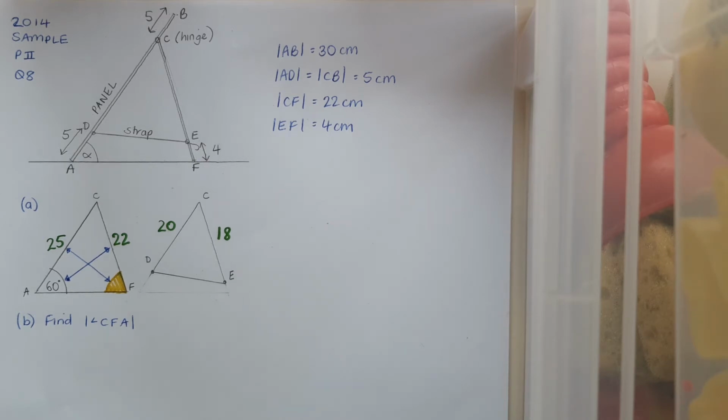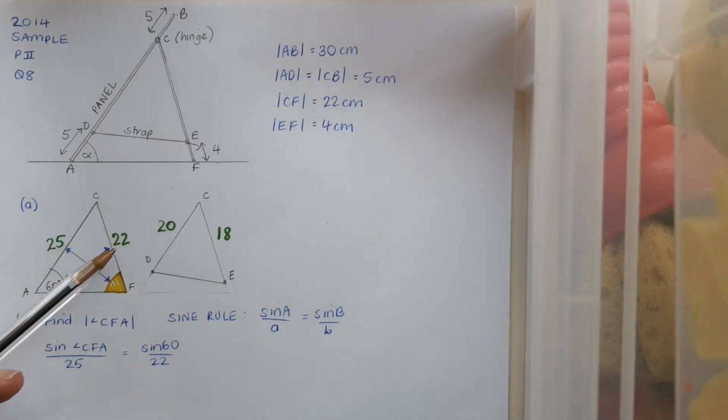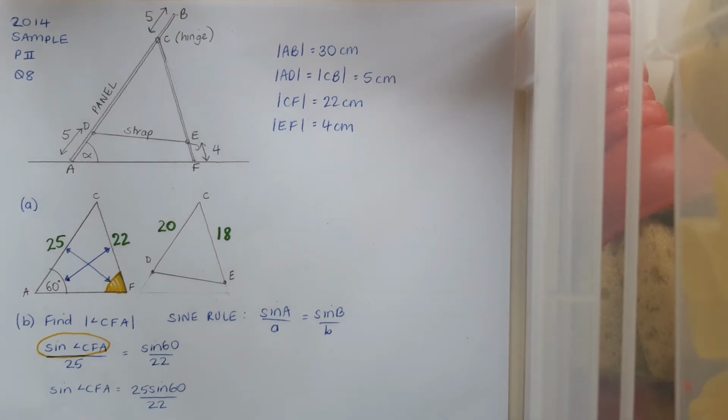So it's the sine rule. And the sine rule states that sine A over A equals sine B over B. So now all I have to do is fill my information into this formula. In this case, I've got the sine of the angle CFA over 25 equals the sine of 60 over 22. Now I want to get sine of the angle CFA by itself in the equation. And that gives me sine of the angle CFA equals 25 sine 60 over 22.